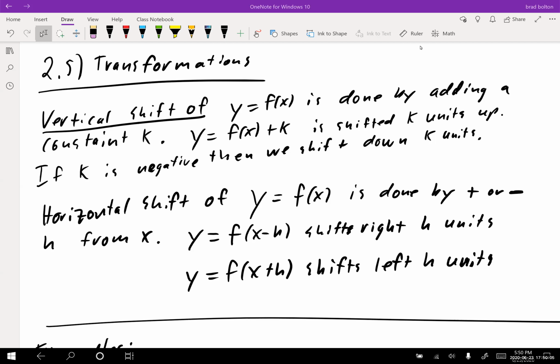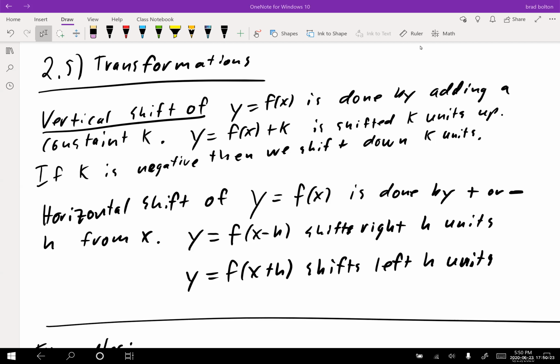So today we're going to talk about transformations, and the first thing I want to talk about is a vertical shift. A vertical shift of y equals f of x is done by adding a constant k. So think of it as y equals f of x plus k. So f of x, whatever it was, would be shifted up k units. If k is negative, then it would be shifted down k units.